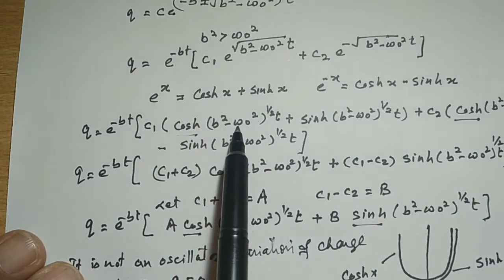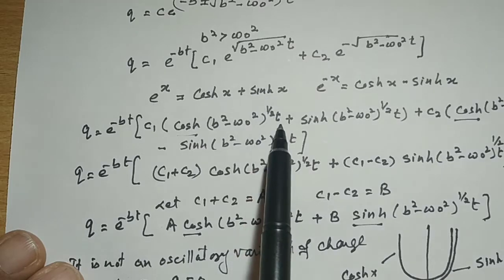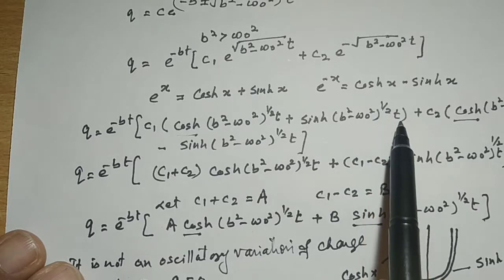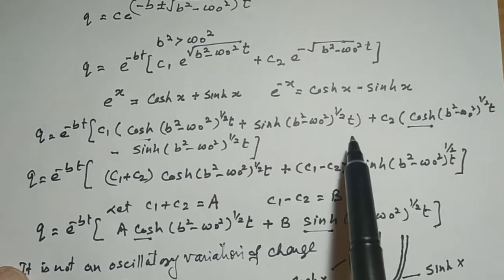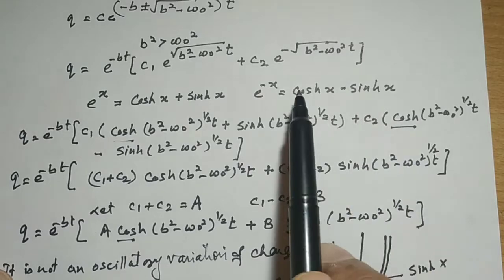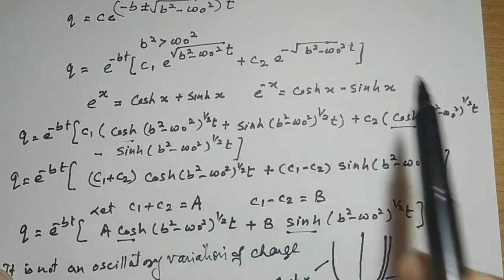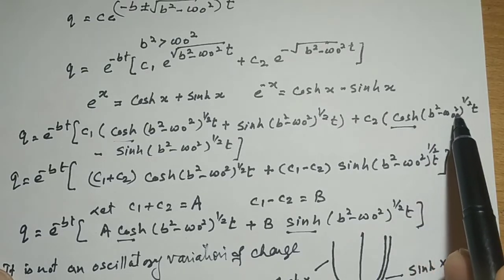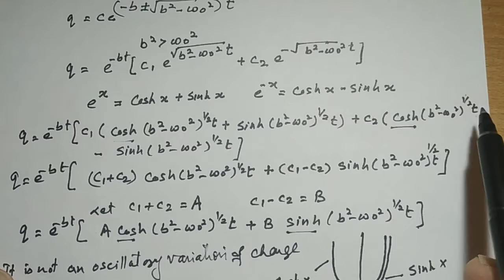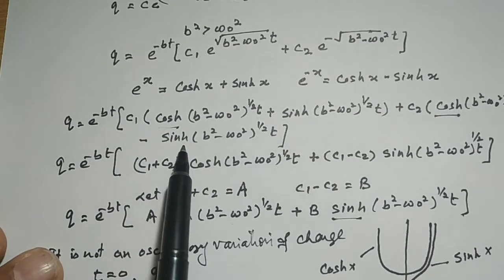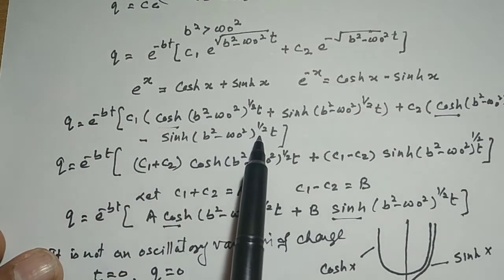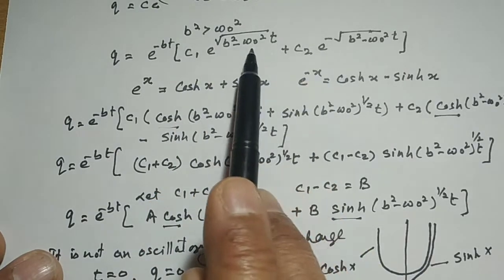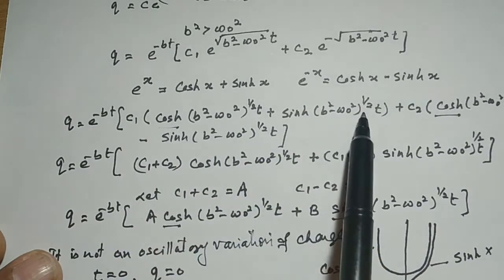that is cosh of square root of (b squared minus omega naught squared) t plus sinh of square root of (b squared minus omega naught squared) t, plus then we write the second term C2, we expand this part, and this is cosh of square root of (b squared minus omega naught squared) t, minus sinh of square root of (b squared minus omega naught squared) t. So we have expanded these exponential terms in terms of sine and cosine terms.